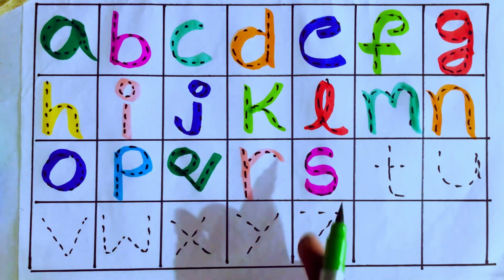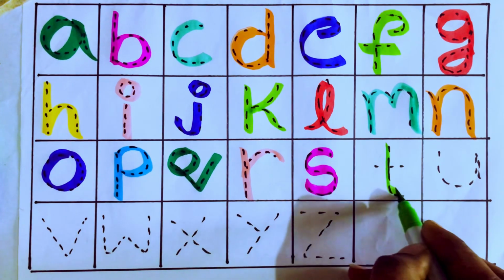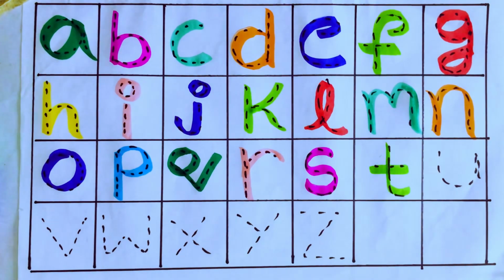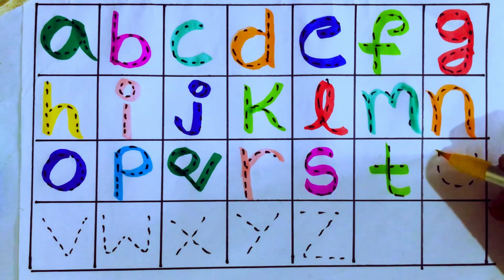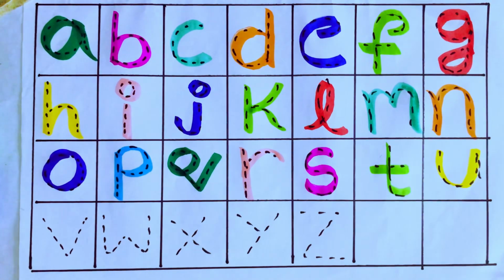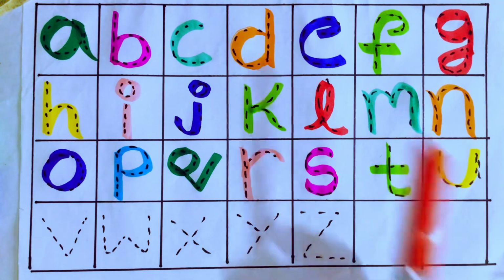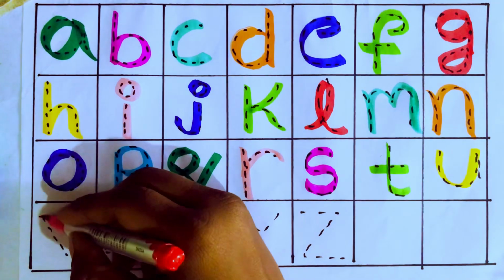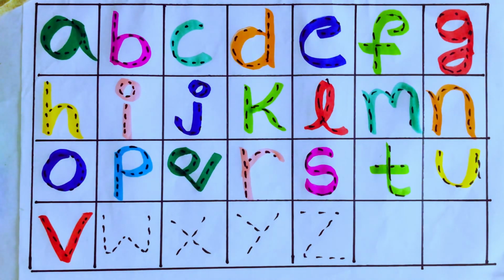Green color, T. Which letter, kids? T. T for table. Yellow color, U. U for umbrella. Red color, V. Which letter, kids? V. V for van.